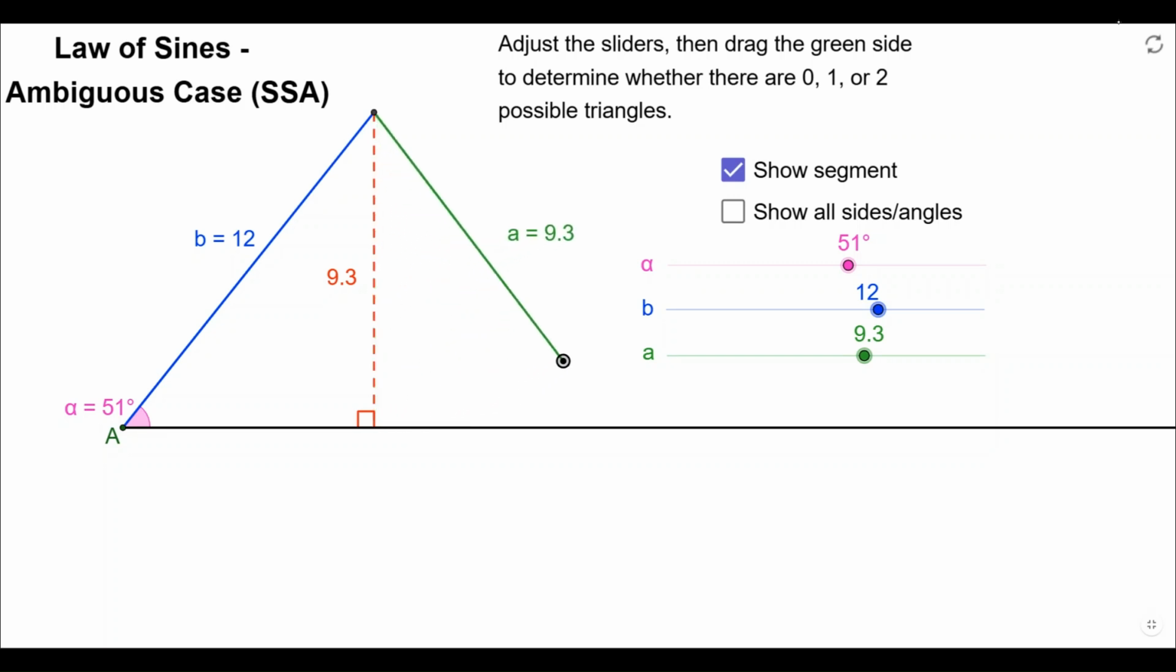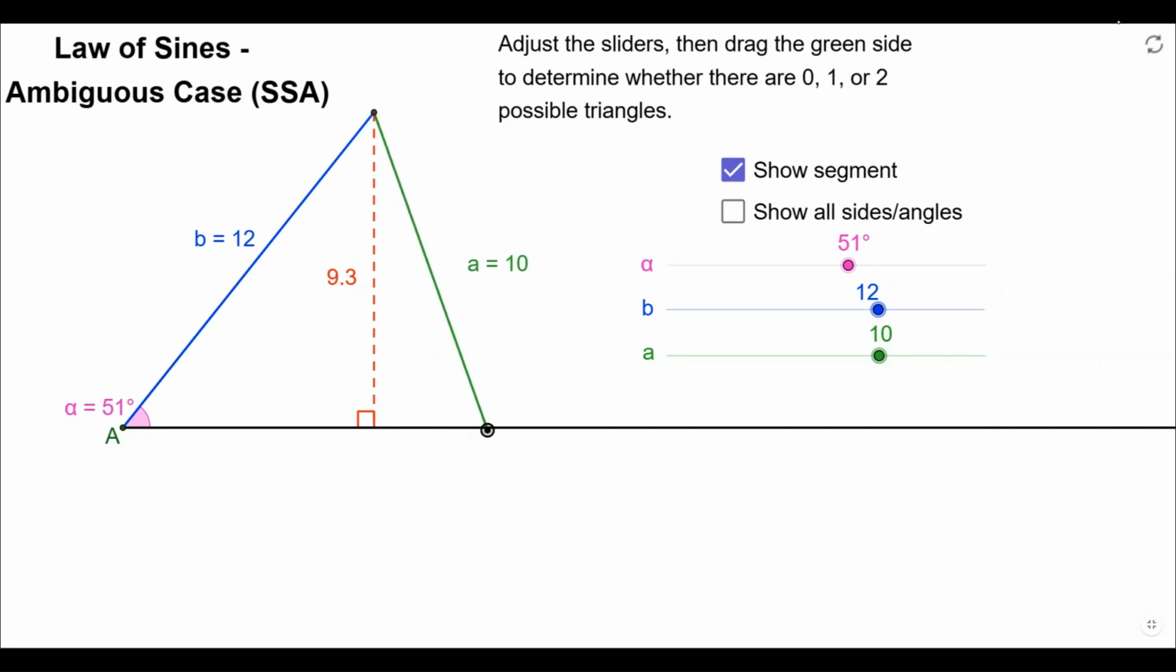So let's go back to what happens if that value is a little longer. Okay, so now angle A is 51, side B is 12, side A is 10. Okay, so now side A is longer than the height. And as we swing this back and forth, you'll notice that side A actually connects with the bottom edge twice. Okay, and that's going to create 2 triangles.